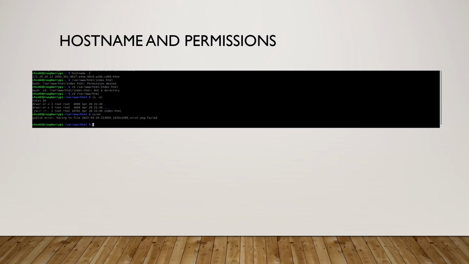Next, we get into the hostname permissions. By typing in the command hostname -i, you're able to see the hostname or the IP address of the Raspberry Pi. Next, we're going to cd into /var/www/html, and then we're going to run ls -al, and this is going to give us all the permissions of the files in /var/www/html.